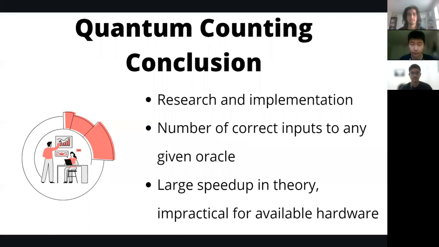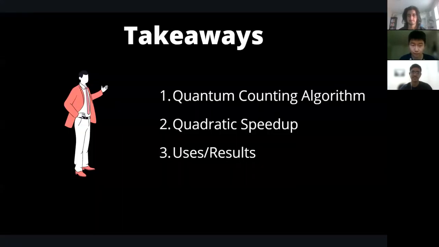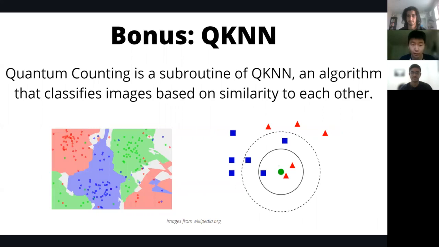We created an implementation of QC that lets us find the number of correct solutions to a problem. The biggest takeaway is that the quantum counting algorithm provides many useful applications as a building block algorithm thanks to its quadratic speedup. We also worked on the quantum KNearest Neighbors algorithm. This algorithm is used to classify images into groups, such as classifying airplanes or beavers.